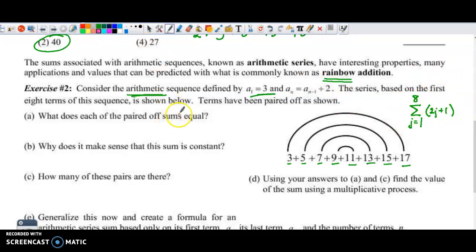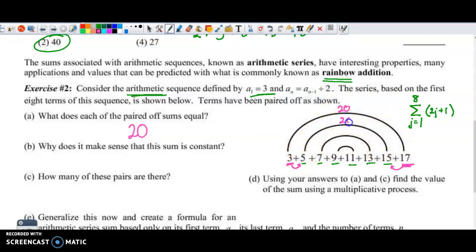What their question is, and they walk you through how to come up with a shortcut, is to realize that if you add the first term with the last term, 3 plus 17 gives you 20. And that's true for all of these pairs. And why is it true? Just think of it this way. If I add 2 to this number and I take away 2 from this number, the sum is still 20. So the top rainbow, so to speak, is 20.